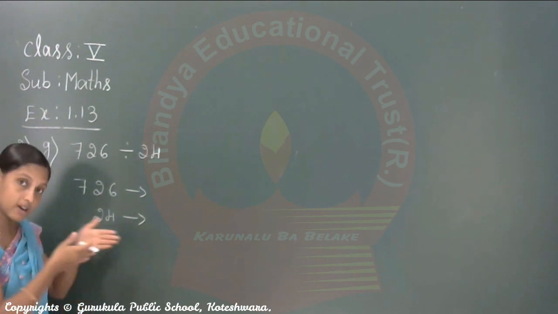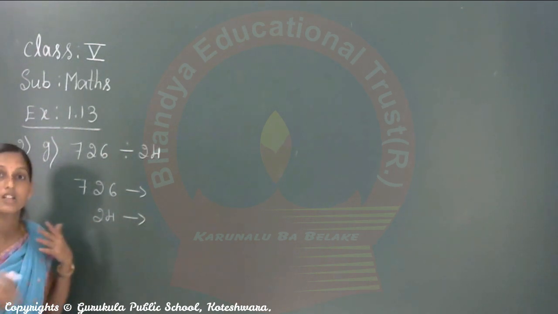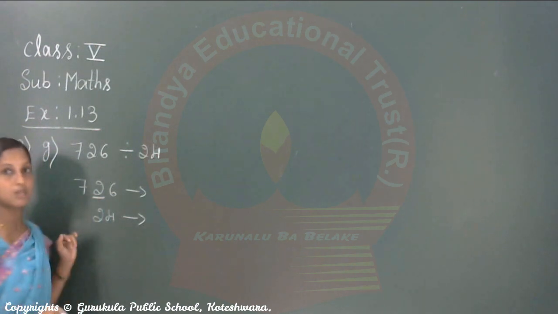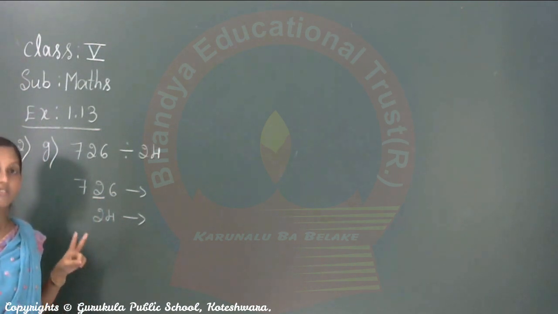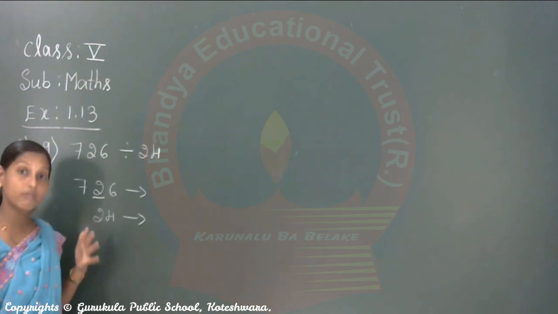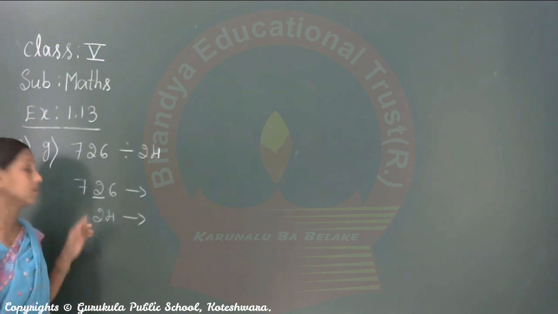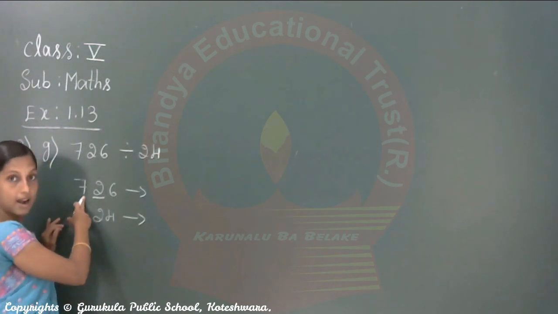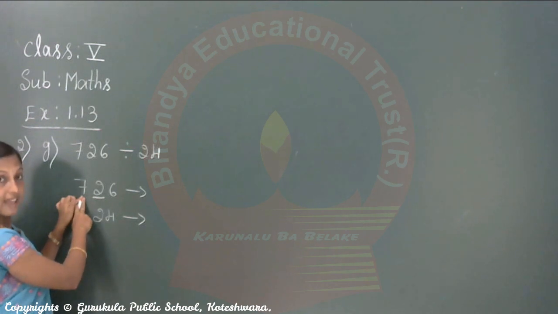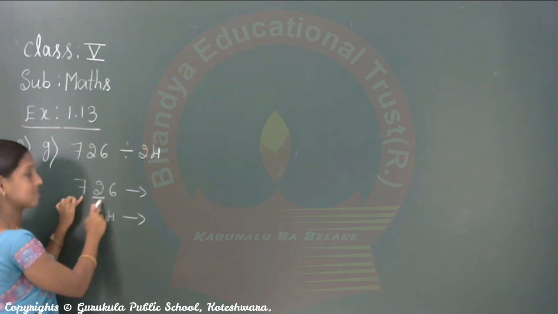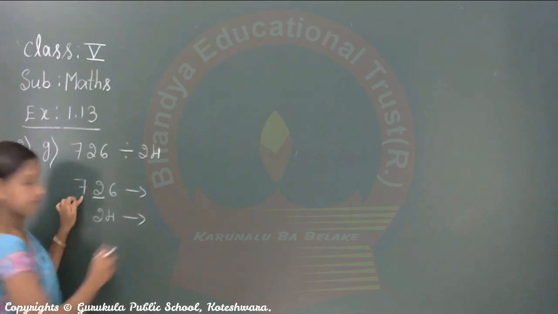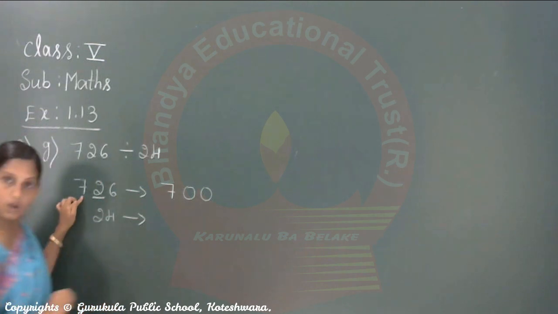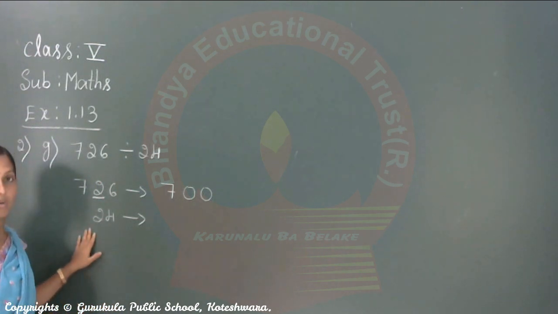Round off nearest to 100 means we have to see the tens place. What is there in tens place? 2, which is less than 5. If the number is less than 5, no need to add anything to the hundreds place. Keep the hundreds place as it is and make the other two digits 0. Okay? 700.